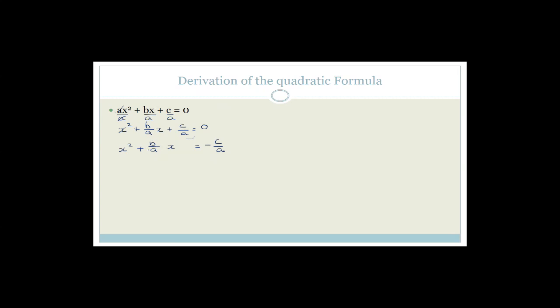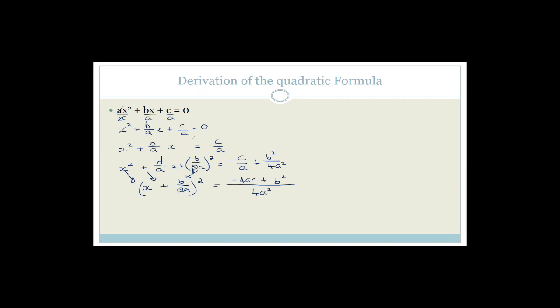Now what do we need to do? We need to halve this and square it. So it becomes x squared plus b over a x plus b over 2a all squared, which is equal to minus c over a plus b over 2a all squared. 2 squared is 4a squared. There we go, that's much prettier. So now what do we do? Okay, so now we take the square root of the first term, it's x, plus the square root of this, which is b over 2a, squared, is equal to, now we need to do a common denominator here. So this becomes 4a squared. Okay, a goes into 4a squared and leaves you with 4a, so it becomes minus 4ac plus b squared.